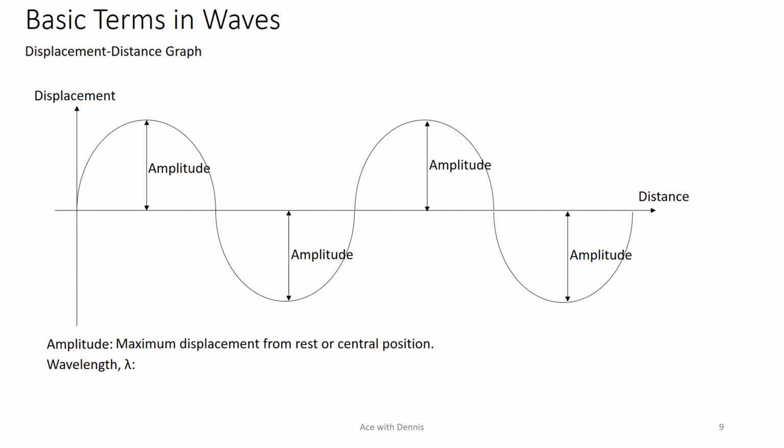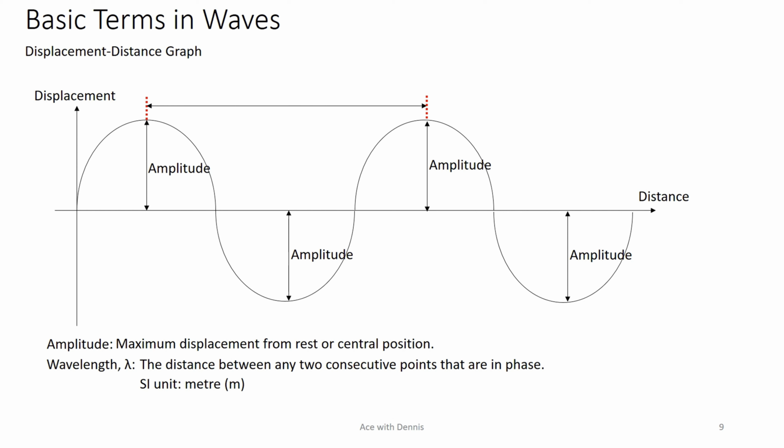Next, wavelength lambda is the distance between any two consecutive points that are in phase. The SI unit is meter, m. So from the graph, we need to identify two consecutive points that are in phase. From this graph, we can see there are three pairs of two consecutive points that are in phase. The first one is the peak to peak. So this distance is the wavelength.